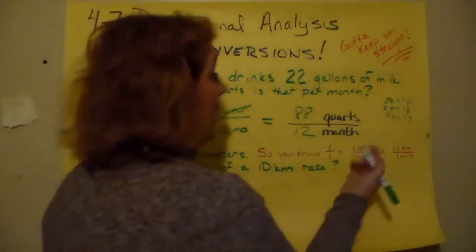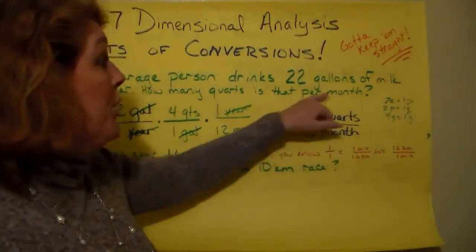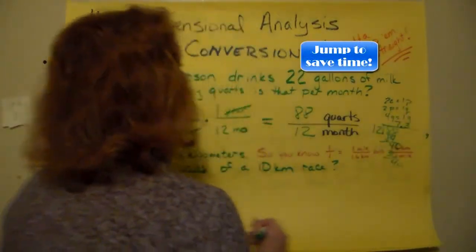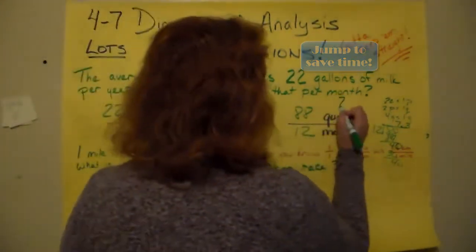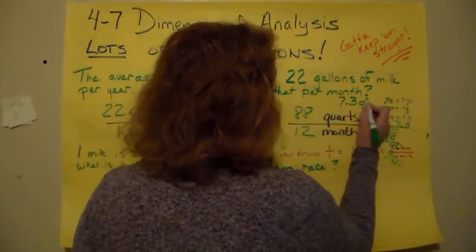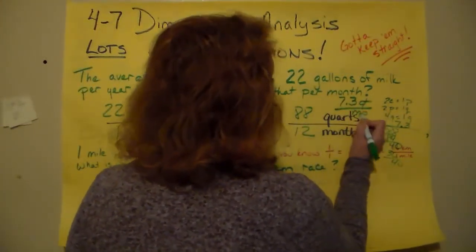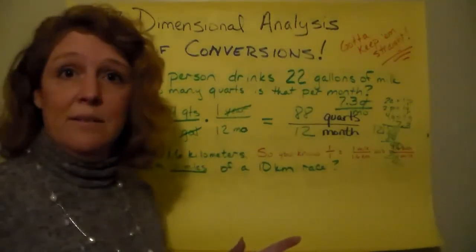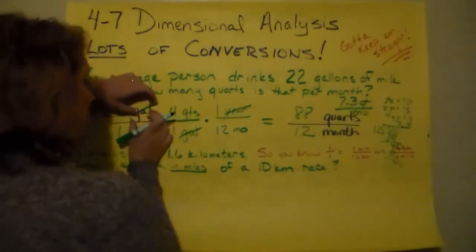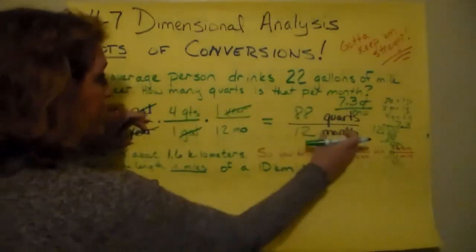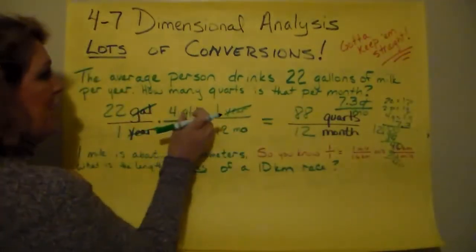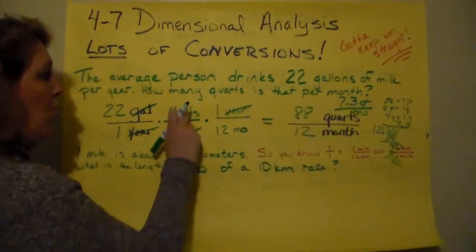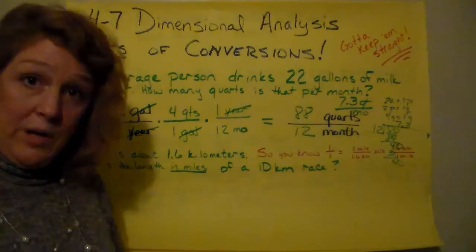So now I have to do the math, and I have to find per month. So I need this to be 1. So we're going to round it off to 7.3. That is 7.3 quarts per month. So here we did 2 conversions. It's not so bad. It's really just, can you take this and move it to that? Can you take this and move it to that? And each time you have to convert something, you need a 1/1. Okay?